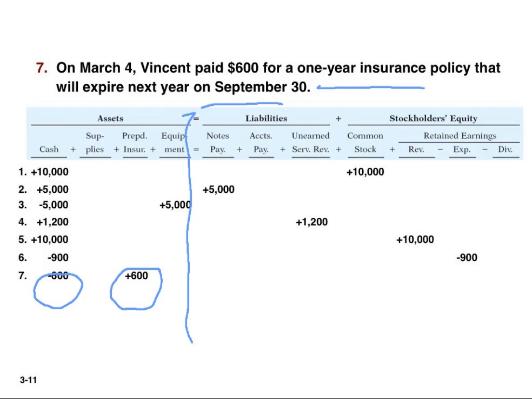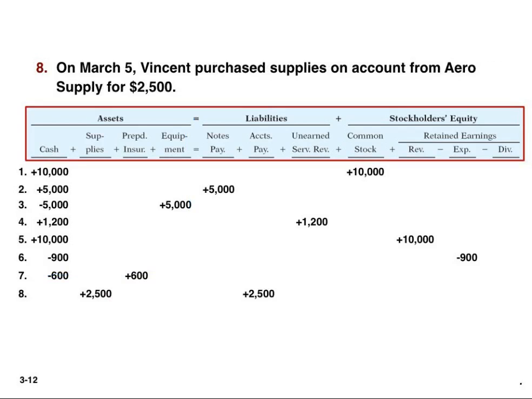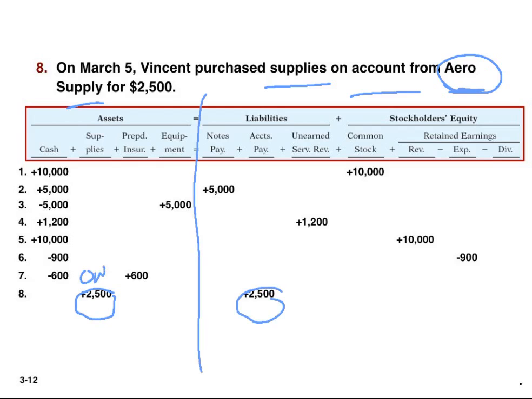On March 5th, Vincent purchased supplies on account from Aero. On account means I have an account with this company, and I bought office supplies. So my asset, office supplies, goes up because I now have acquired them, I own them, and my liabilities go up because I now owe the supplier the money. That's how I record it.